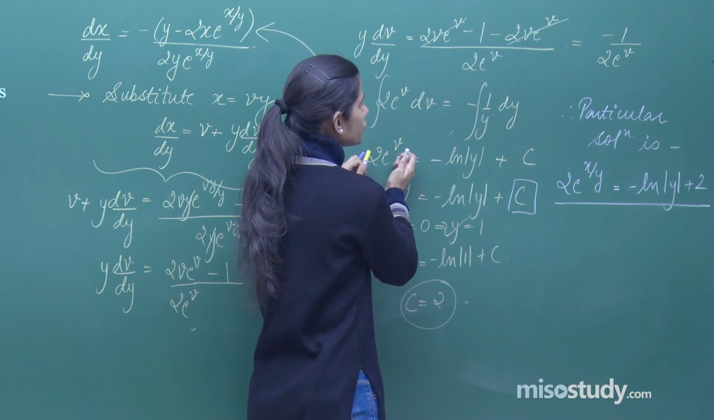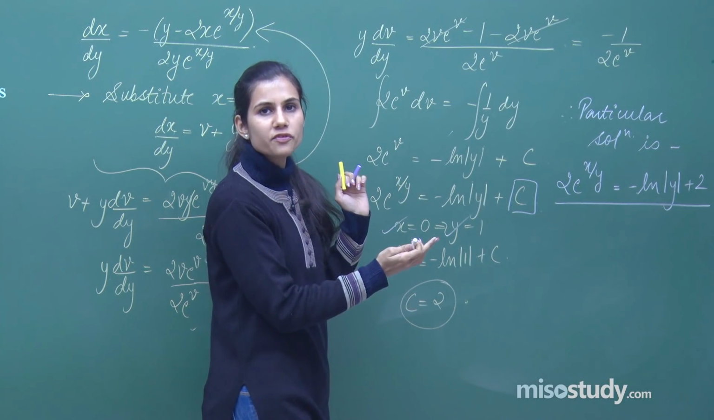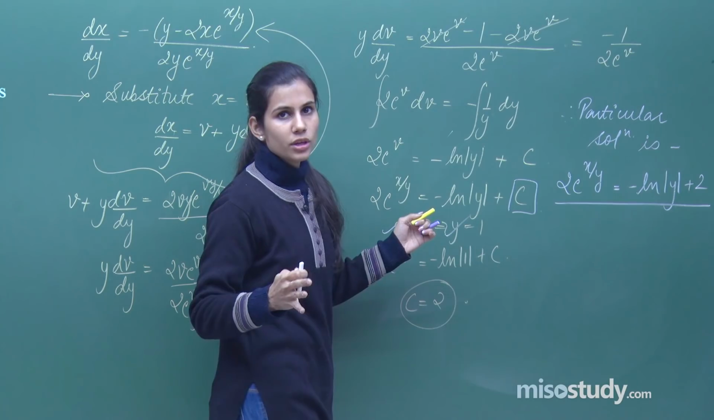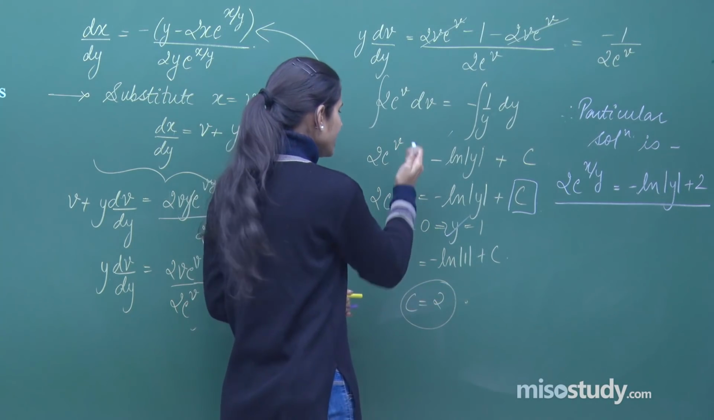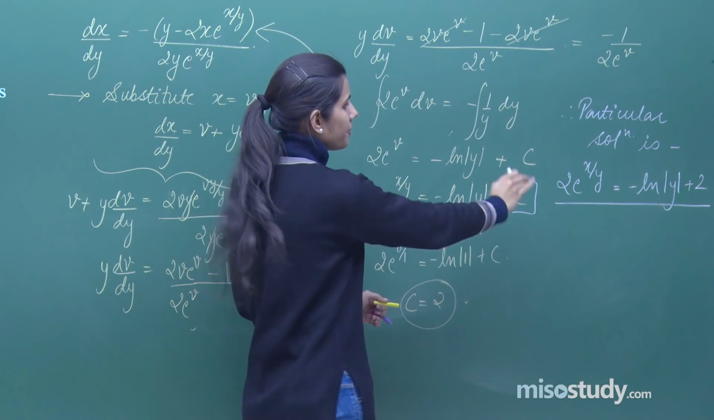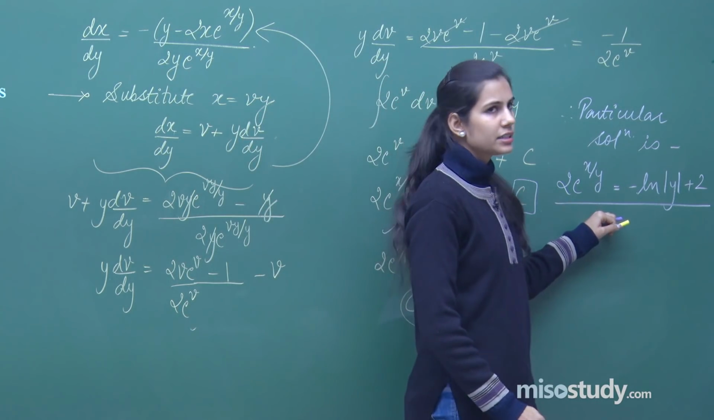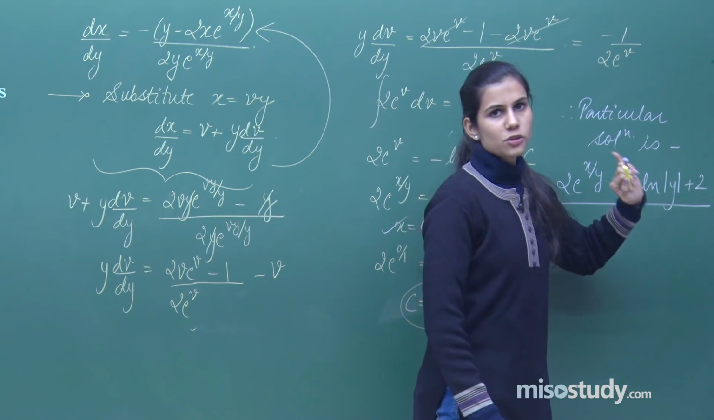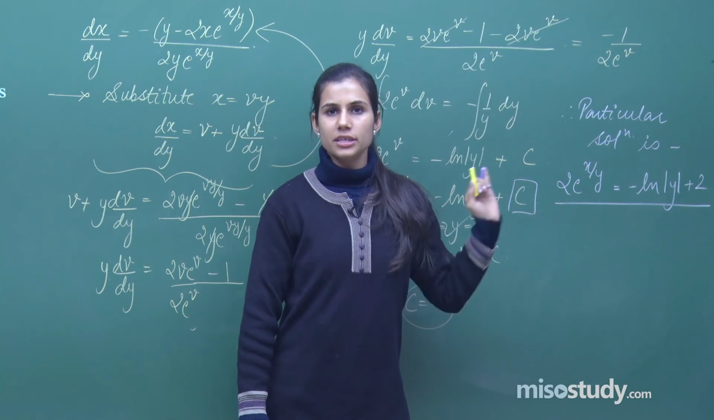So from this step, come to this step and then evaluate the value of c. Don't start evaluating the value of c at this step when you have an expression in terms of v and y, because v's value you don't know. You know the value of x and y. So from v come to x and y, plug in the values of x and y, get the value of c, and then declare this entire expression in terms of x and y and a fixed value of c to be your final particular solution.